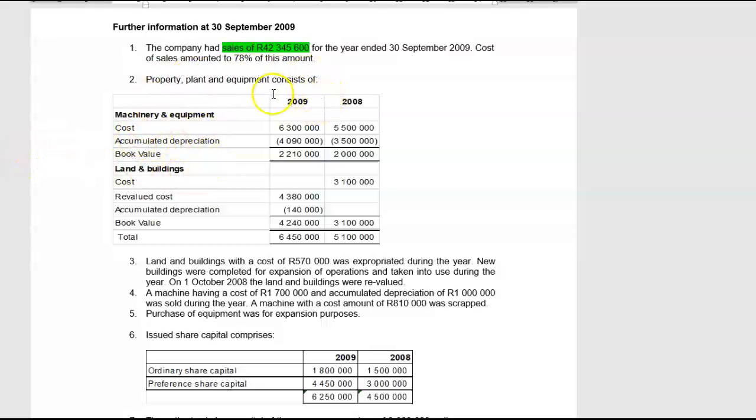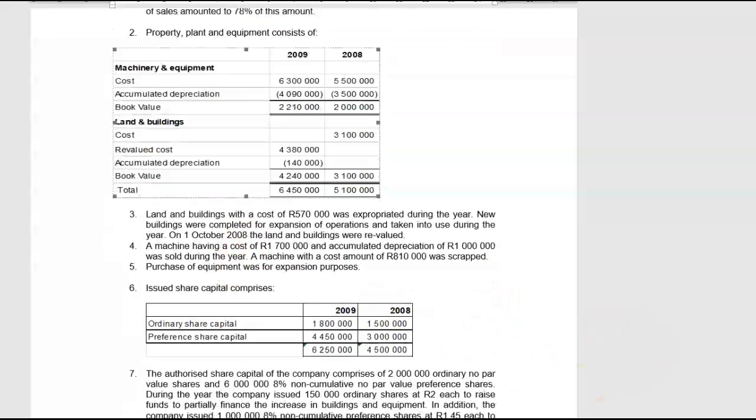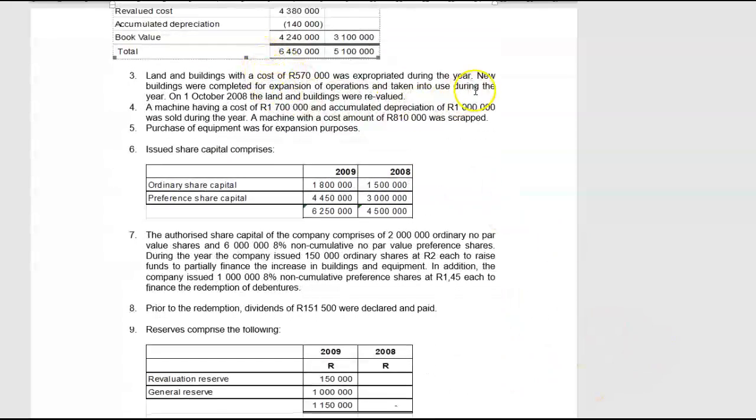Property, plant and equipment consists of cost, machinery and equipment, and accumulated depreciation, and land and buildings. Now, it was shown at cost in 2008. Clearly, they have revalued that land and buildings in the current year because now it is revaluation / cost in the current year. And last year, there was no depreciation. This year, we have accumulated depreciation. Good. Then they tell us land and buildings was expropriated, and then there was revaluation, and there's something on machinery.